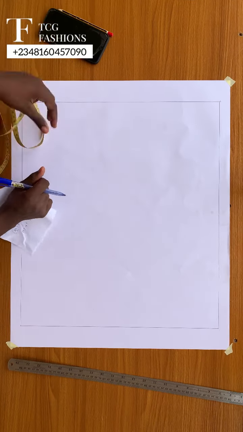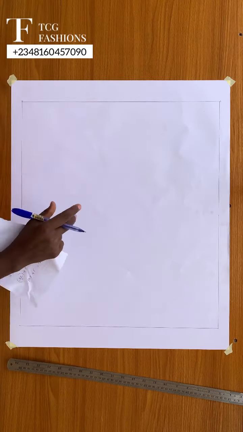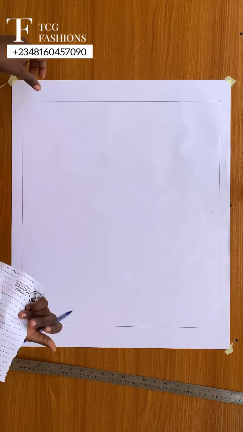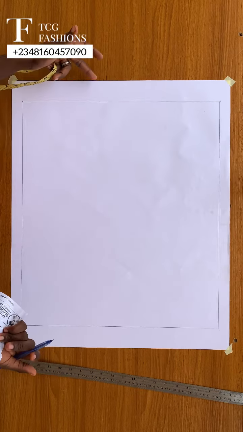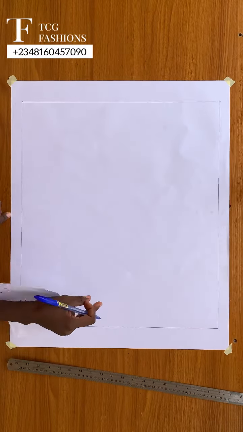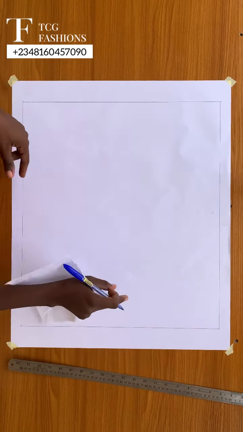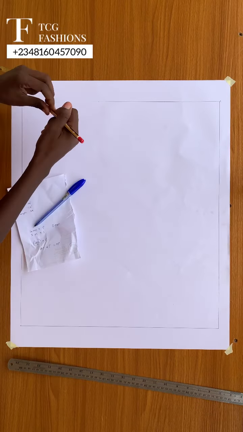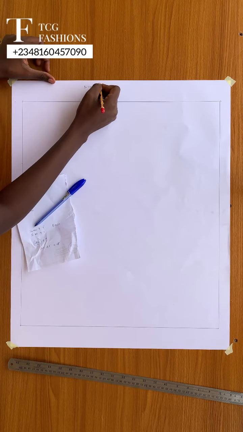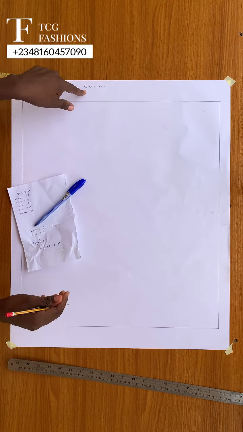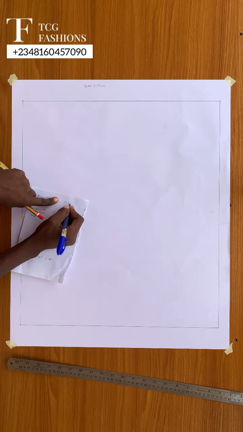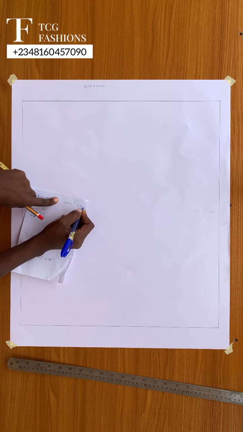I'll be right back. Okay, so in case somebody is wondering, what did I use to create the box inside? Don't forget, I left my margin 2 inches up, 2 inches down, 1 inch by the sides, just like I explained earlier. So how did I create the box that is inside? You are going to be using the formula half hip plus 1 inch ease. My hip is 35. 35 divided by 2 gives me 17 and a half. Then plus 1 inch ease gives me 18 and a half.